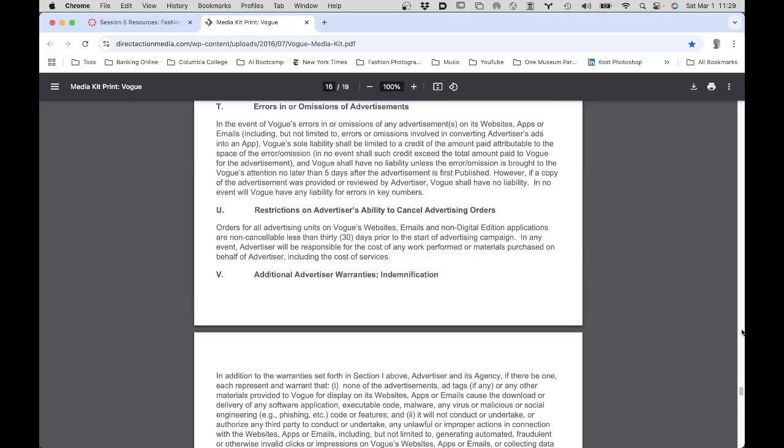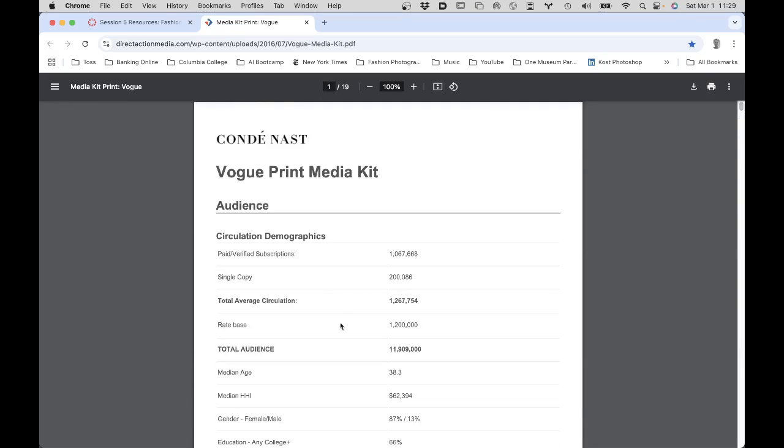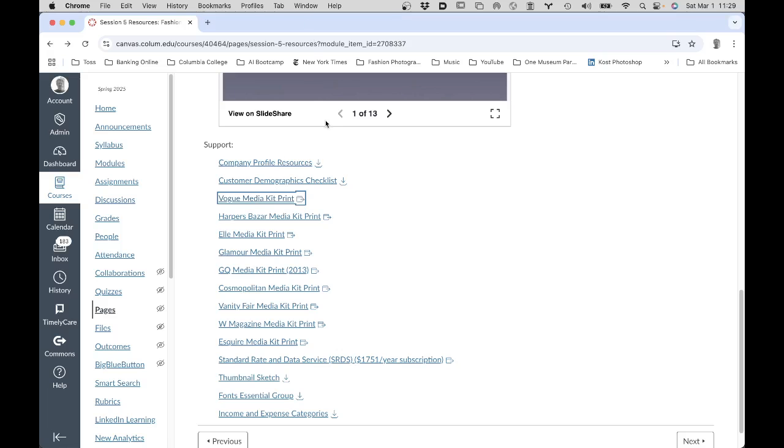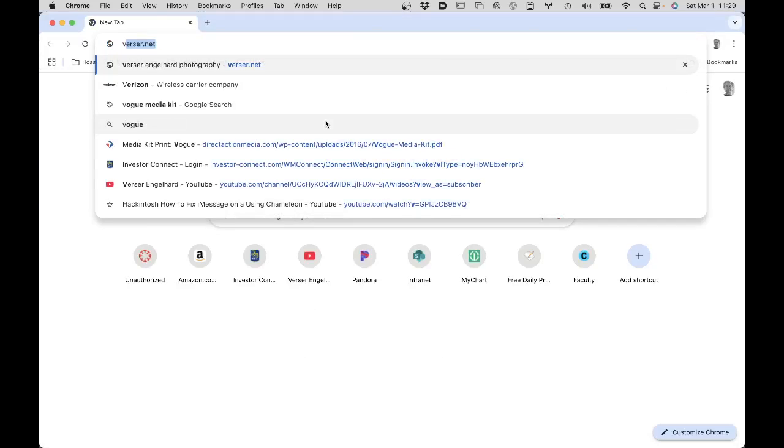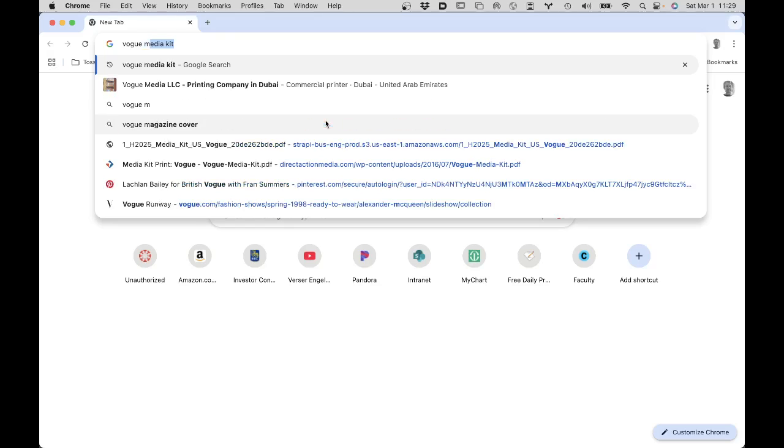All right, so I decided just really quickly to check. This is one from 2016 again, so it was $197,000 a page. I just did a quick search for Vogue Media Kit.